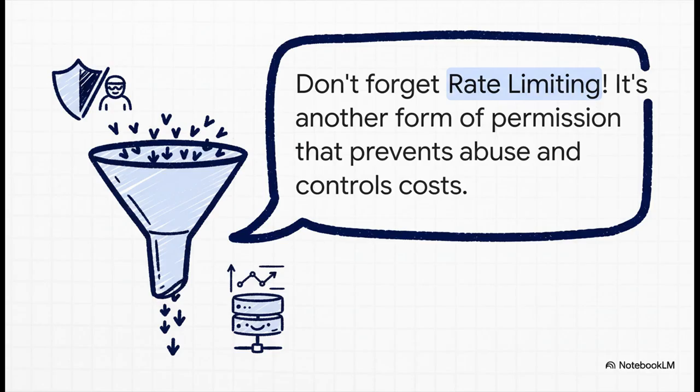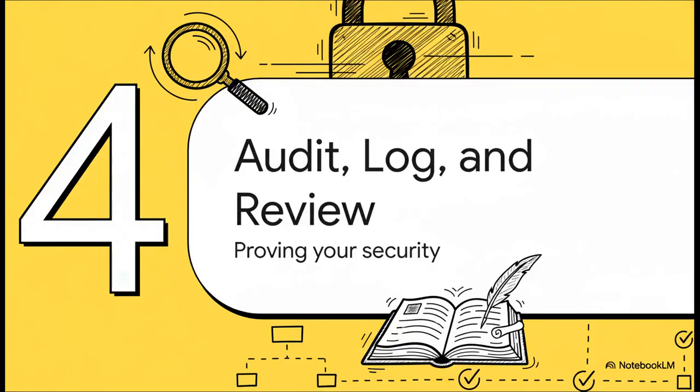And here's something that's super important but often gets forgotten. Rate limiting is a form of permission. Yeah, really. By deciding how often a tool can be used, you're basically granting it permission for a certain volume of actions. This is so crucial for stopping abuse, managing the load on your system, and keeping your costs in check.